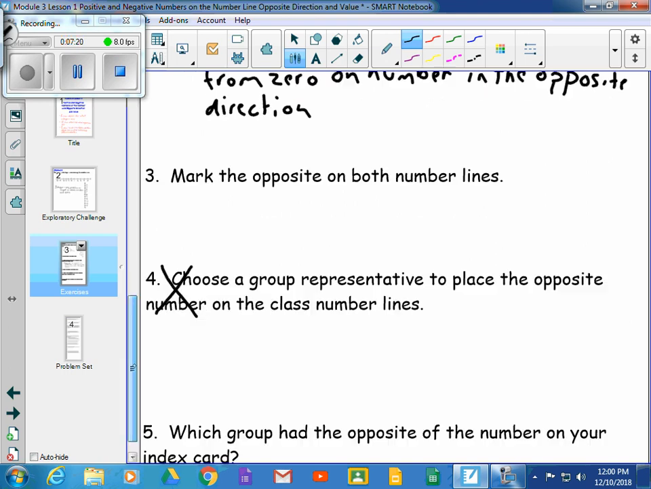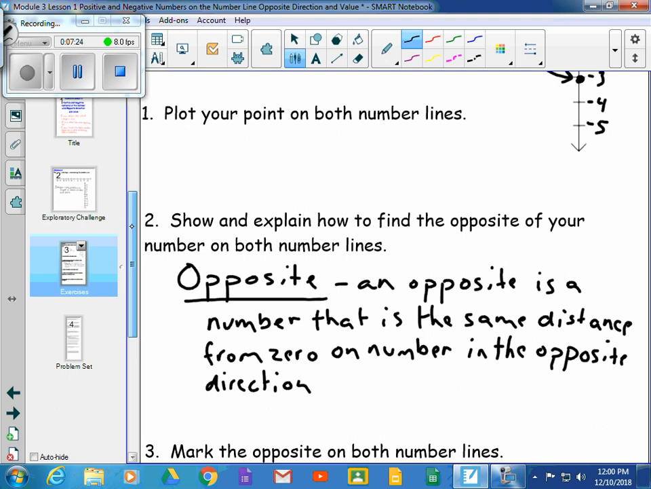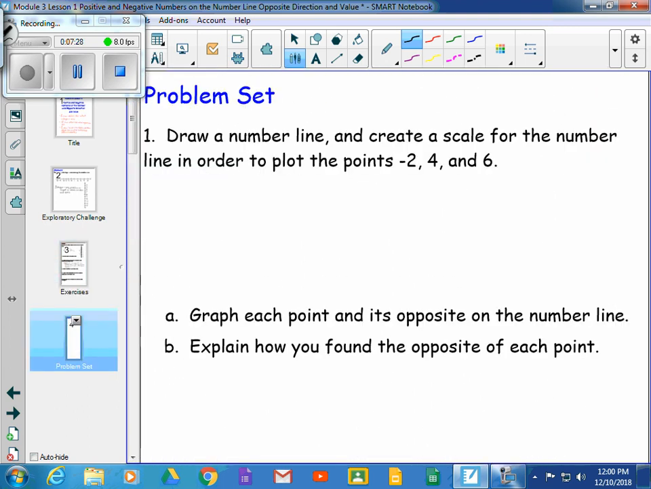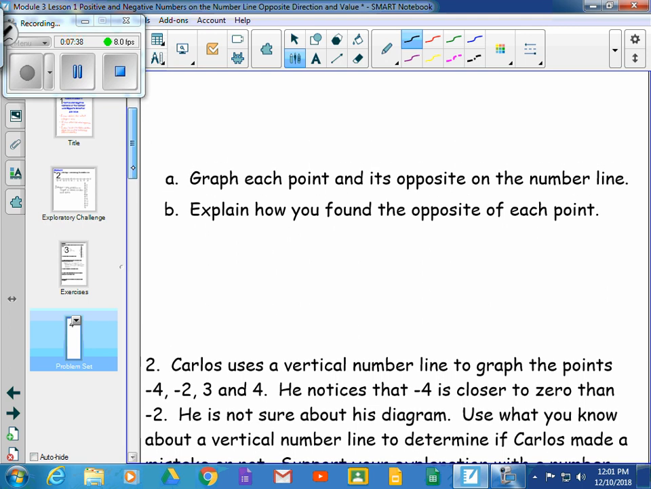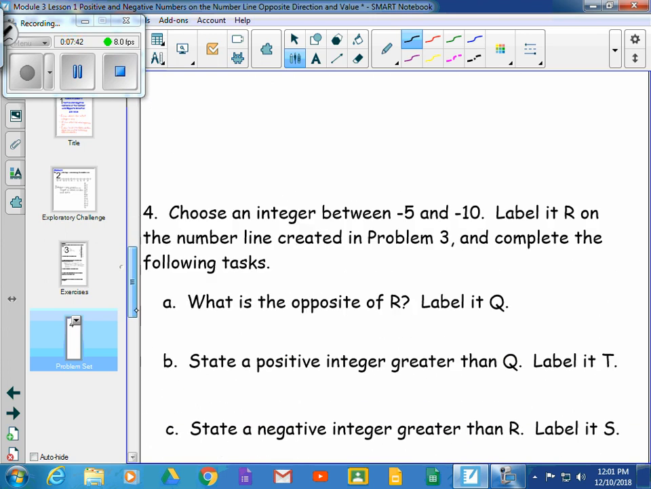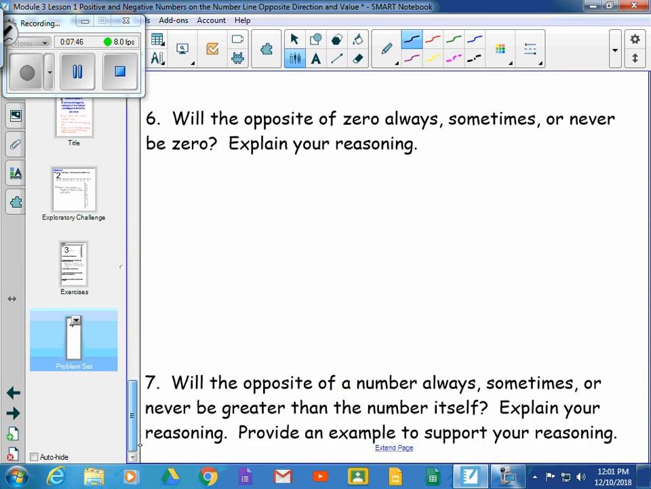We're going to skip number 4 and we're going to skip number 5. What I would like you guys to do for class and for homework here is I want you guys to do the problem set questions. You need to work all of your problems out on notebook paper. Draw the number lines if it tells you to draw. Make sure you graph them and label them and answer all the questions. Have all of those finished by tomorrow, 1 through 7.